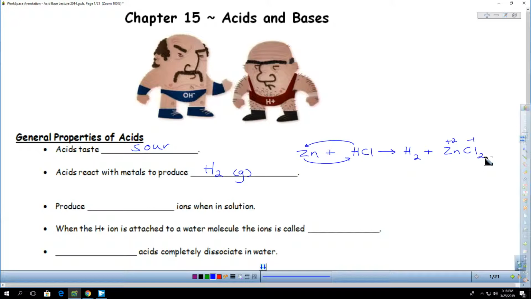And so I need 2 chlorine, which then means I need a 2 by the HCl. Not that it really matters, but this could happen with all kinds of different metals, as long as it's a metal that's more reactive than hydrogen, right? Then we should get this typical reaction where hydrogen gas would be formed.